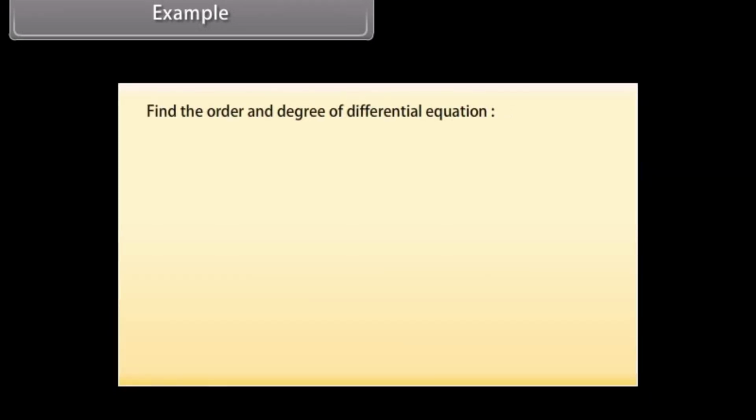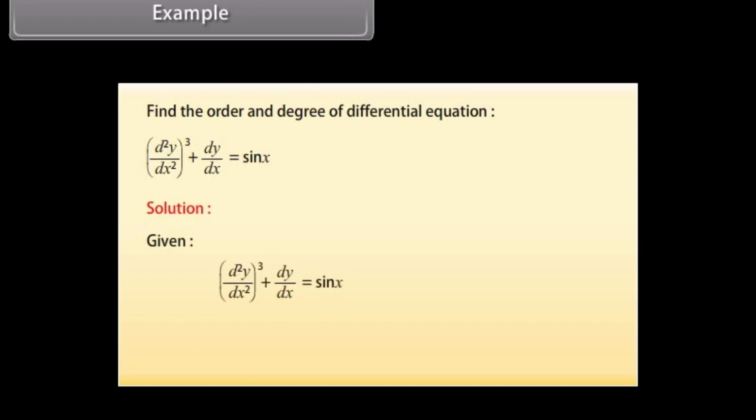Example. Find the order and degree of differential equation d2y by dx square whole power 3 plus dy by dx equals sin x. Solution. Given d2y by dx square whole power 3 plus dy by dx equals sin x. Order 2. Degree 3.